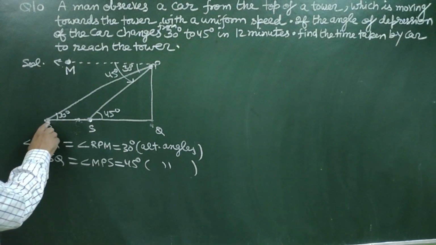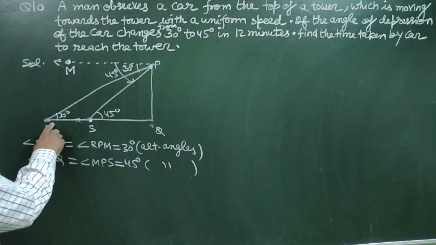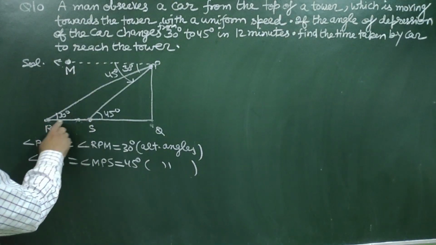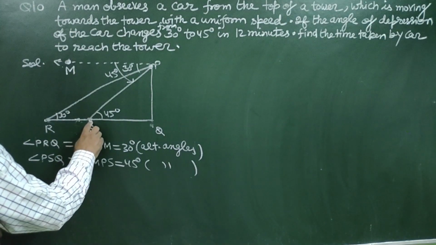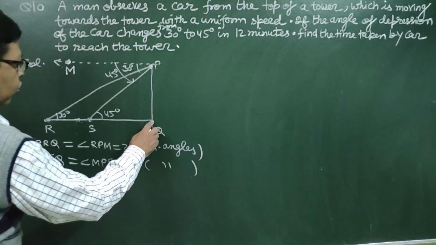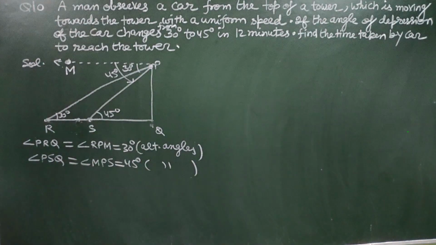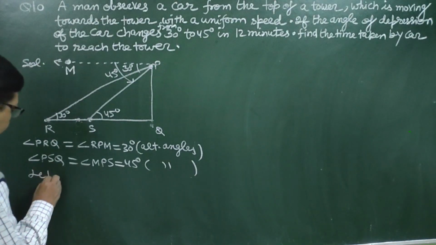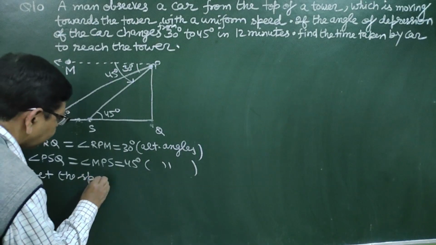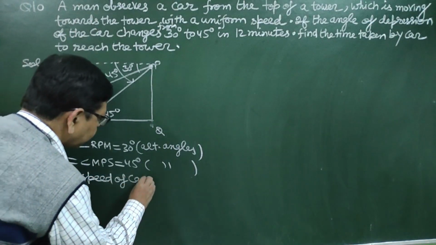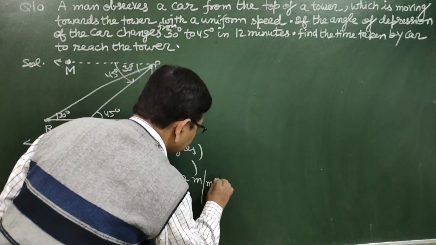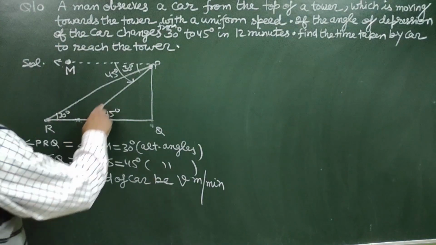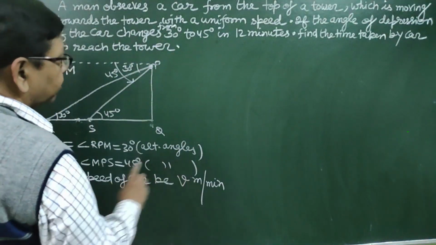The car covers the distance from R to S in 12 minutes. How much time will it take to travel from the point S to Q, the bottom of the tower? Let the speed of the car be V meter per minute, because the time is given in minutes.